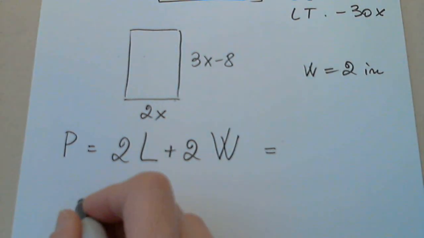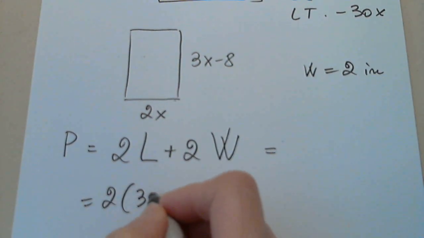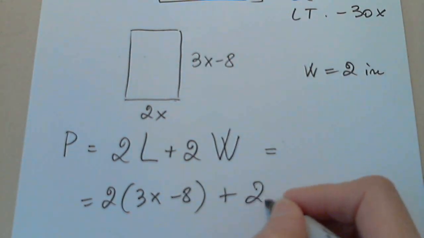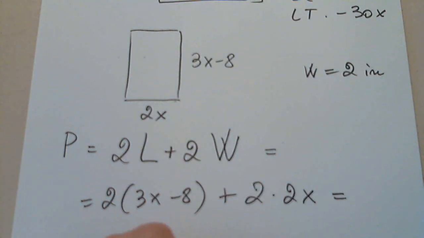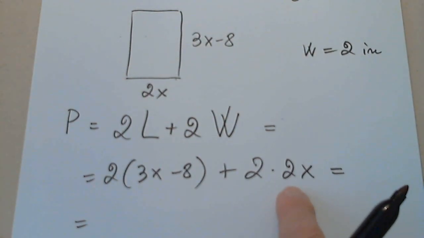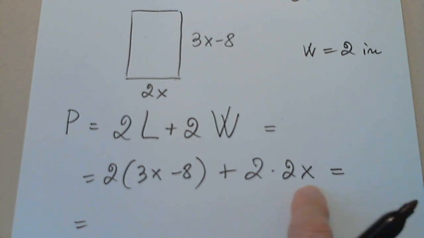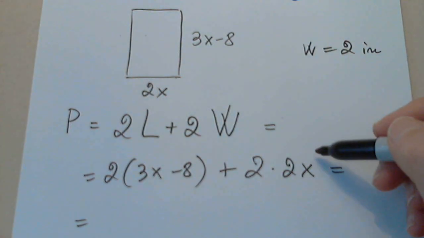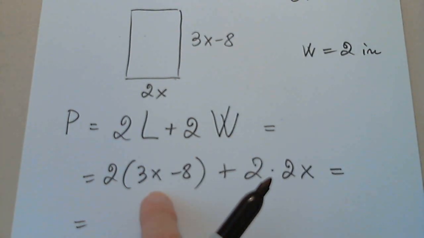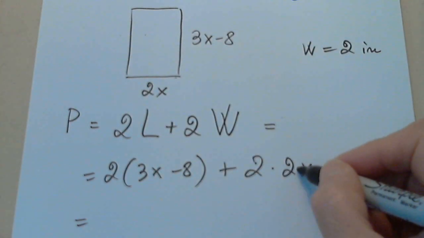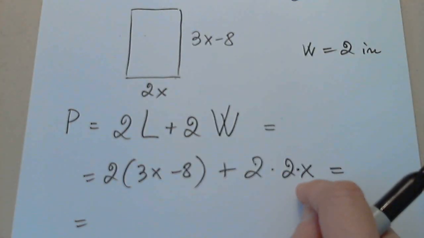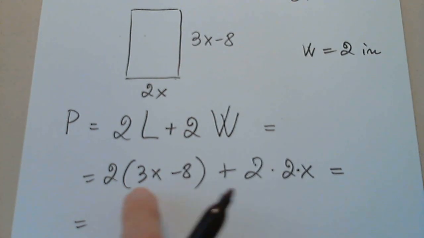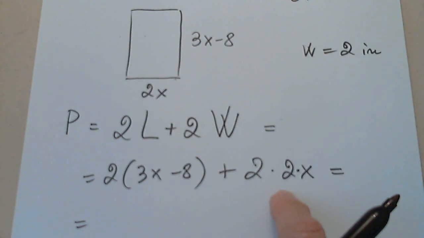So in our situation, the length is 3x minus 8 plus the width is 2x. 2 times 2x. Remember, this is not the distributive law. There is no addition and subtraction here. Don't say, I'm going to distribute 2 to 2 and 2 to x. No, no, no, no, no. This is the distributive law. See the difference? These are multiplied. These are factors. These are terms. Here we use the distributive law. Here we do not. Good.